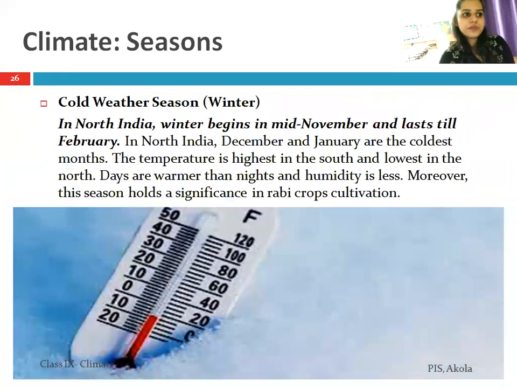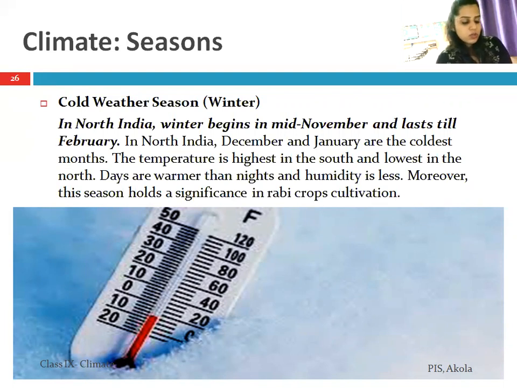Moving ahead with the second season, that is the cold weather season, which is also known as winter. In North India, winter begins in mid-November and lasts till February. In North India, December and January are the coldest months. The temperature is highest in the south and lowest in the north. Days are warmer than nights and humidity is less. Moreover, this season holds a significance in Rabi crop cultivation.